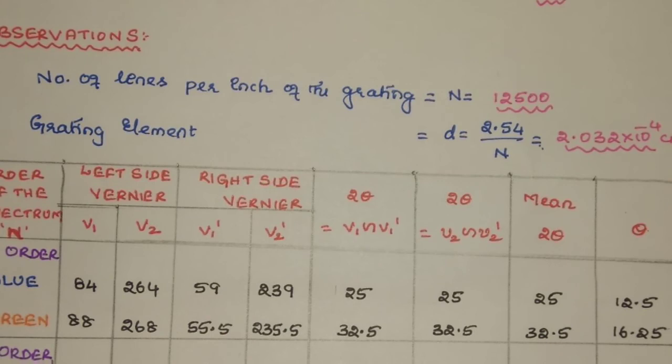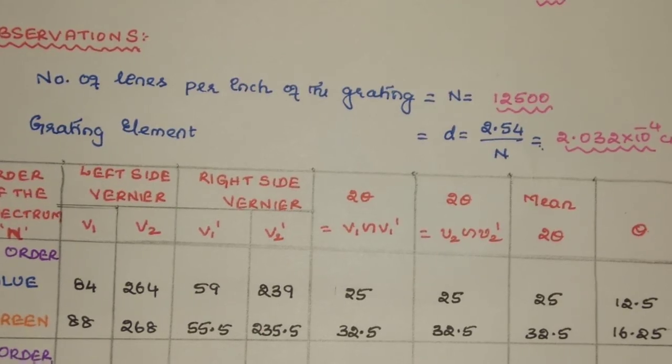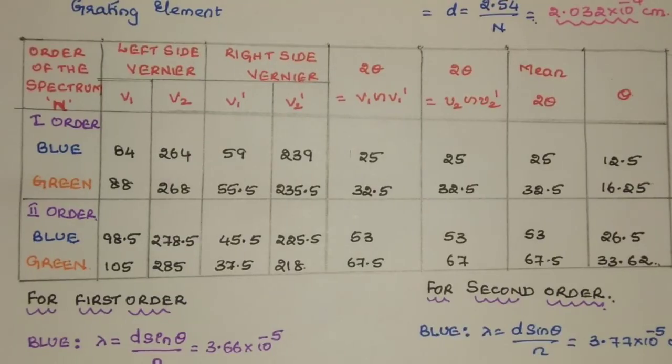The number of lines per inch of the grating element is 12,500, and the grating element spacing is calculated by using the formula d equals 2.54 by N, which is found to be 2.032 times 10 raised to minus 4 centimeters. And these are the readings which are tabulated in a tabular column.